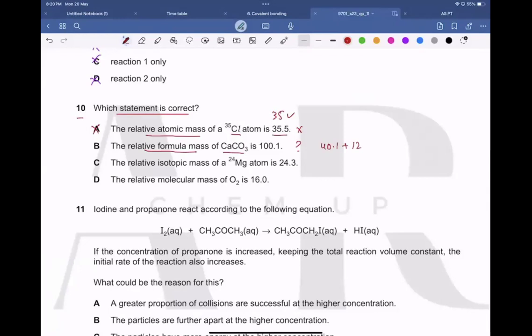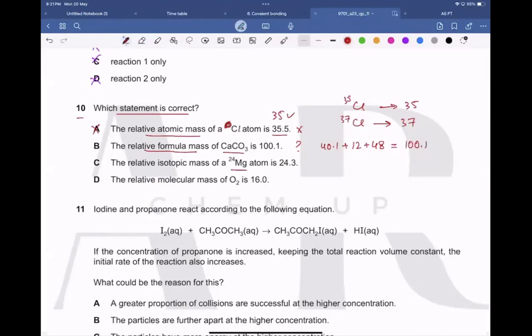Because it's an isotope. They have mentioned chlorine 35. So chlorine 35 has a relative atomic mass of 35, and chlorine 37 has a relative atomic mass of 37. If they didn't mention this, they would be talking about the element, but here they are talking about a specific isotope. So the specific isotope has a specific mass of 35 or 37, not 35.5. That is why A is wrong. Okay, Mariam. So if we add them, we get 100.1. So it is correct.